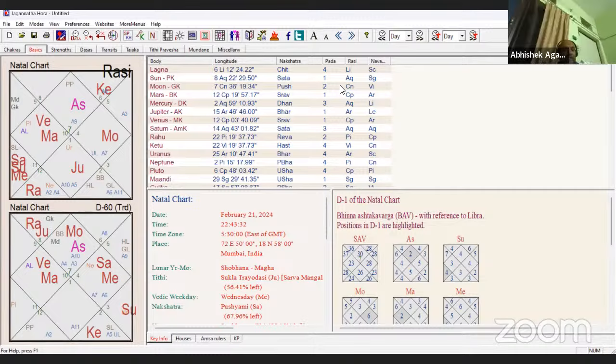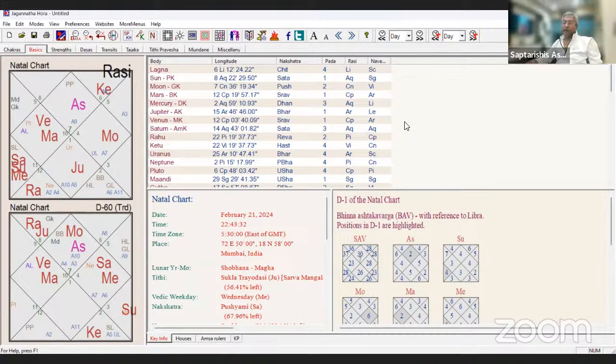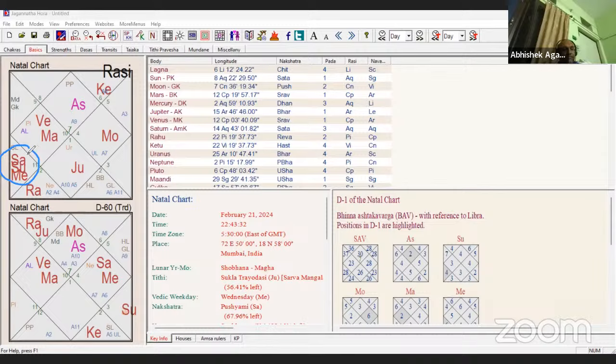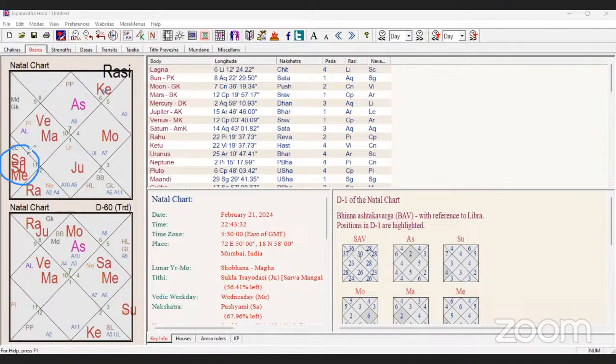Yes, the fifth house afflicted with two malefics, fifth house of children. That's the reason I said. Fifth house of children, two malefics.